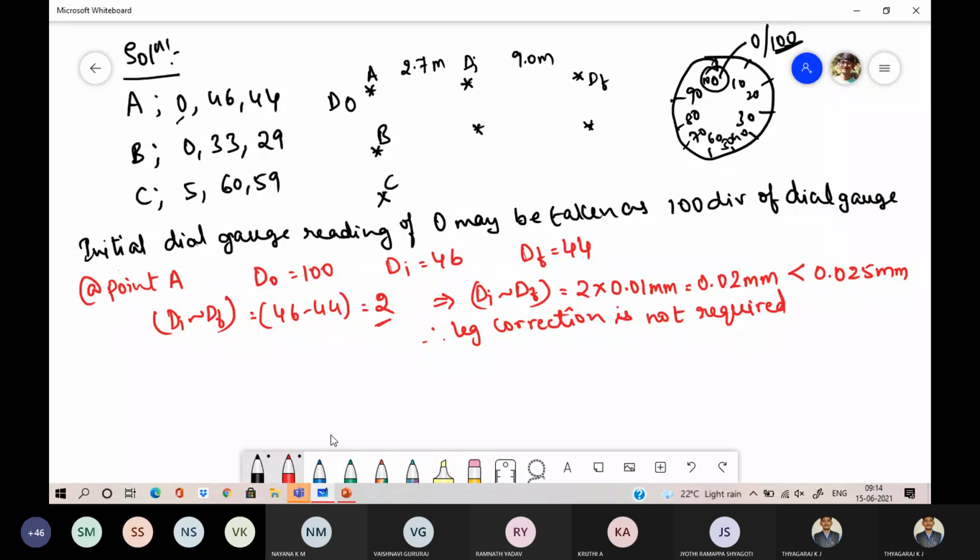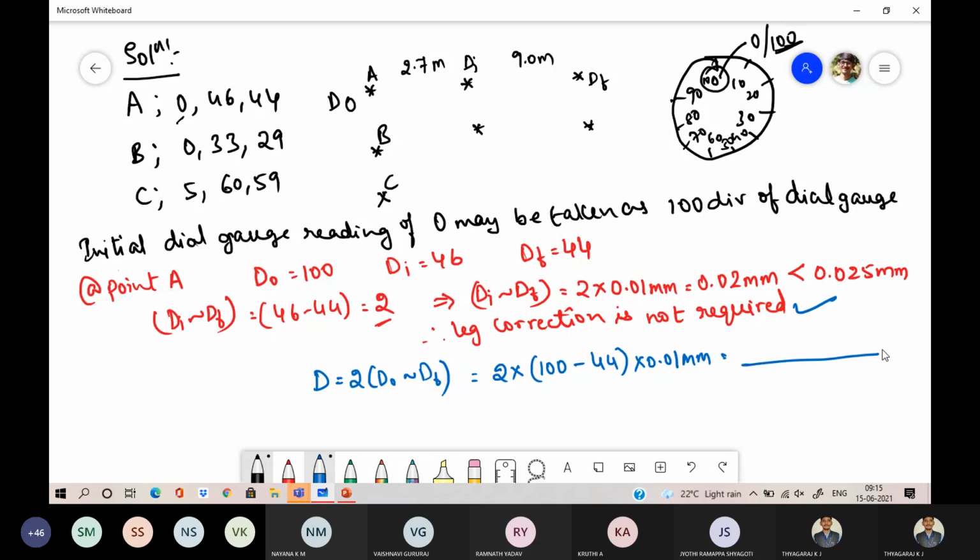How are we going to calculate the deflection? So D is equal to 2 into D0 minus DF. If the leg correction is not applied, we can use this formula. So 2 into, what is D0? It is 100 minus DF, which is 44, into 0.01 mm. Calculate the value. How many mm are you going to get? That will be the deflection value. Is it clear how to get this equation?